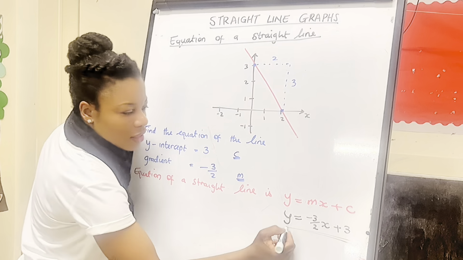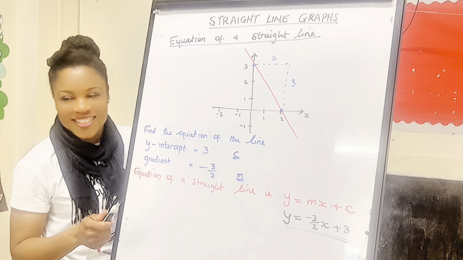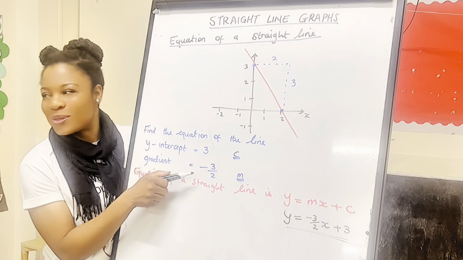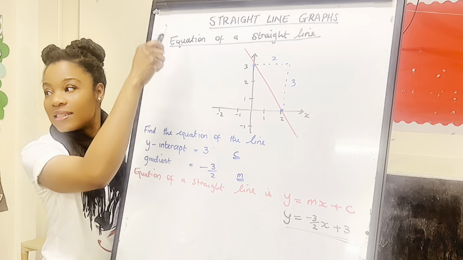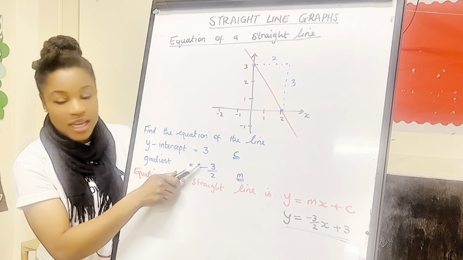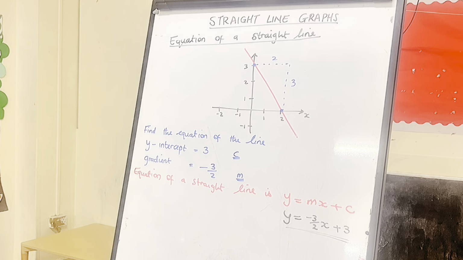Any question? How did I get this 3? You can just read it up. Well done. It's not a trick question. I'm just checking. How did I get a minus 3 over 2? Rise divided by run, and because it is negative gradient, so it has to be minus. Very good. I'm going to give you some questions to now work out.